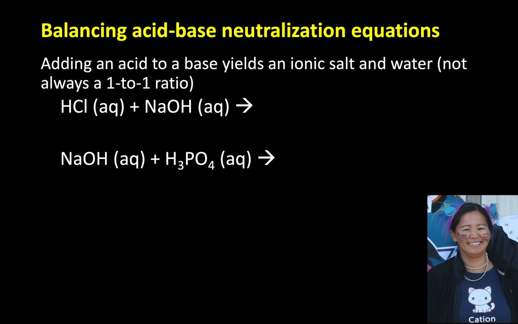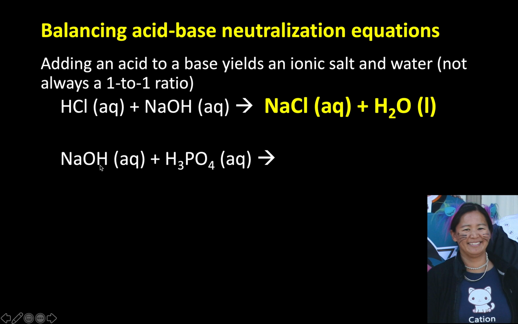Okay, lastly, you're going to balance some chemical equations. When we add an acid to a base, we end up with an ionic salt and water. Just to note, it's not always a 1-to-1 ratio. Again, it's a double replacement, so we have H going with OH and the Na going with the Cl. Now in this case, it is a 1-to-1 ratio. The Na is a +1 charge, the Cl is a -1 charge, so those get together to form NaCl and H2O. Instead of writing HOH, we rearrange that to make H2O.